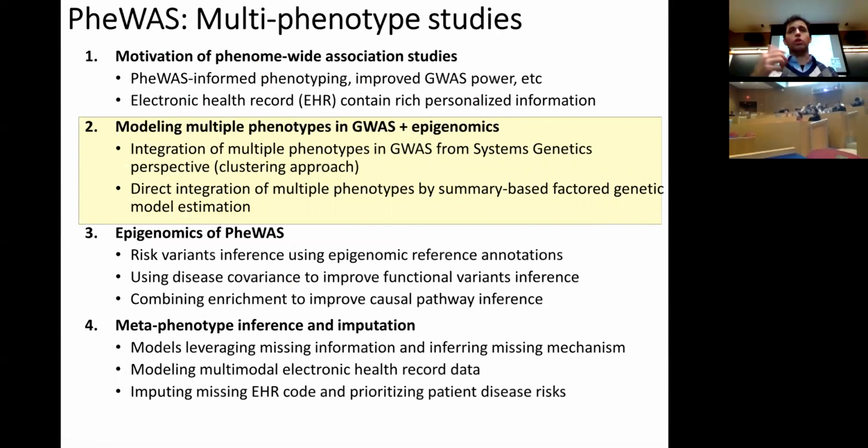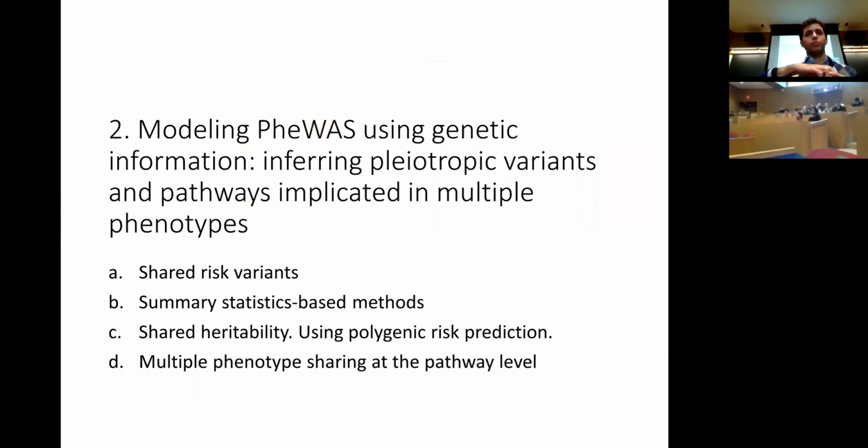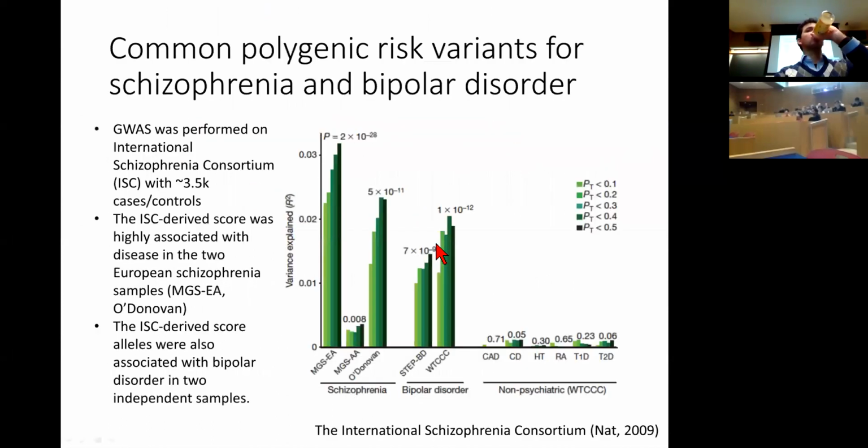So now, let's look at different ways of doing so. Basically, the first is let's use genetic information to model these pleiotropic effects. Here's something that we've touched upon before in terms of the hugely complex architecture of some of these psychiatric disorders. So across 3,000 cases and controls, there's the ability to predict a score associated with psychiatric disorders.